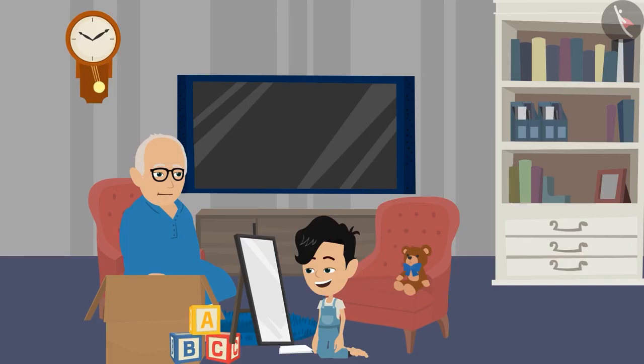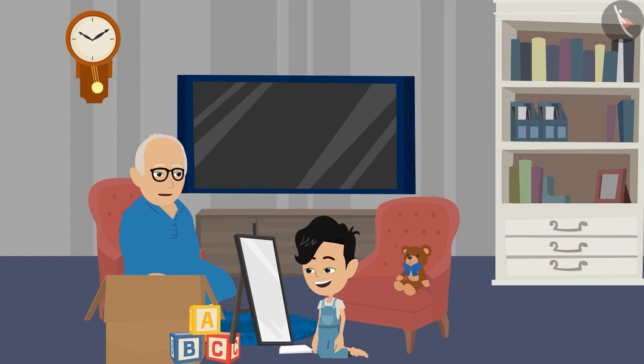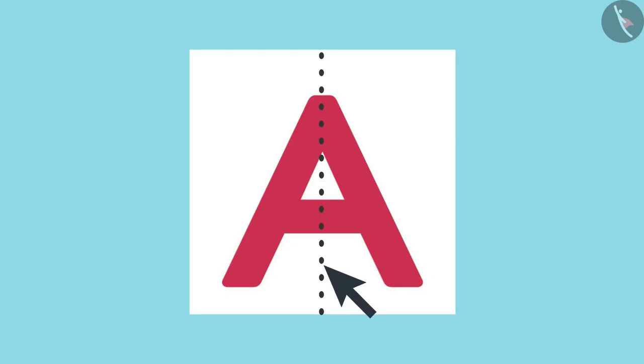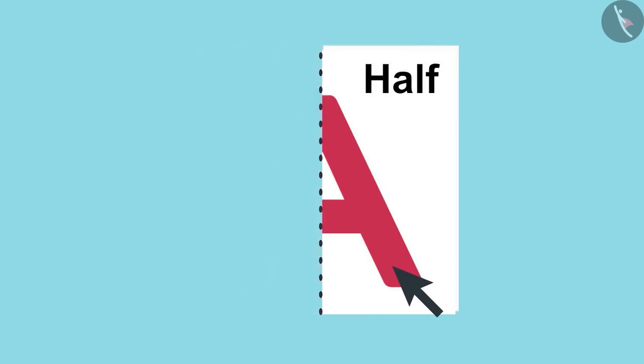Wow, Pinku, you have folded it correctly. Now open this paper and tell me if you see a line formed due to folding. Yes, Dadaji. And this line is dividing this letter into two halves. How did you find it? Dadaji, this is very easy. With the help of this line, we had folded this picture and it looked exactly half. The left half has covered the right half completely.